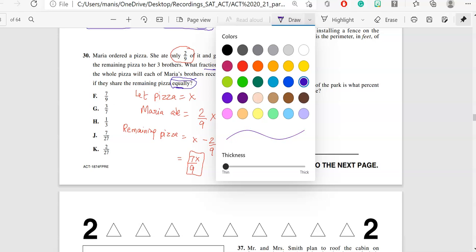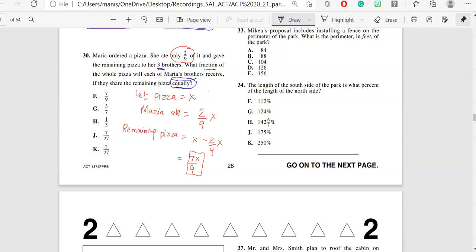Now the question says, how many brothers are there? There are three brothers, and she is dividing this pizza equally among three people. So I will divide this number by 3. Let me do this on this side over here. So it will be 7/9. I will ignore this x over here. So 7/9 divided by 3. This becomes 7/9 times 1/3, which gives me the answer 7 over 27. So this is the 7/27 part of x each brother will get. So answer choice J is the correct answer for question number 30.